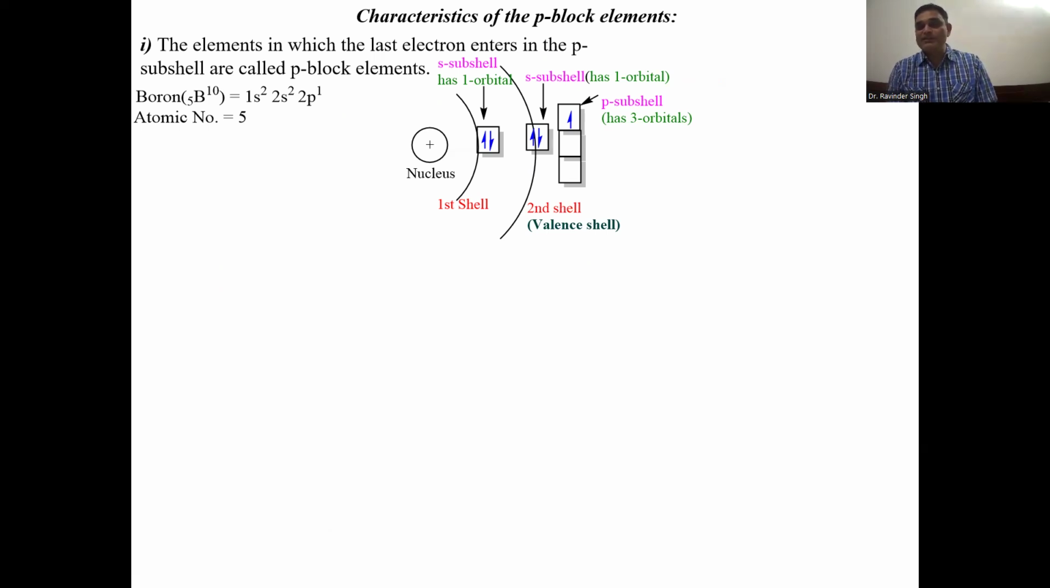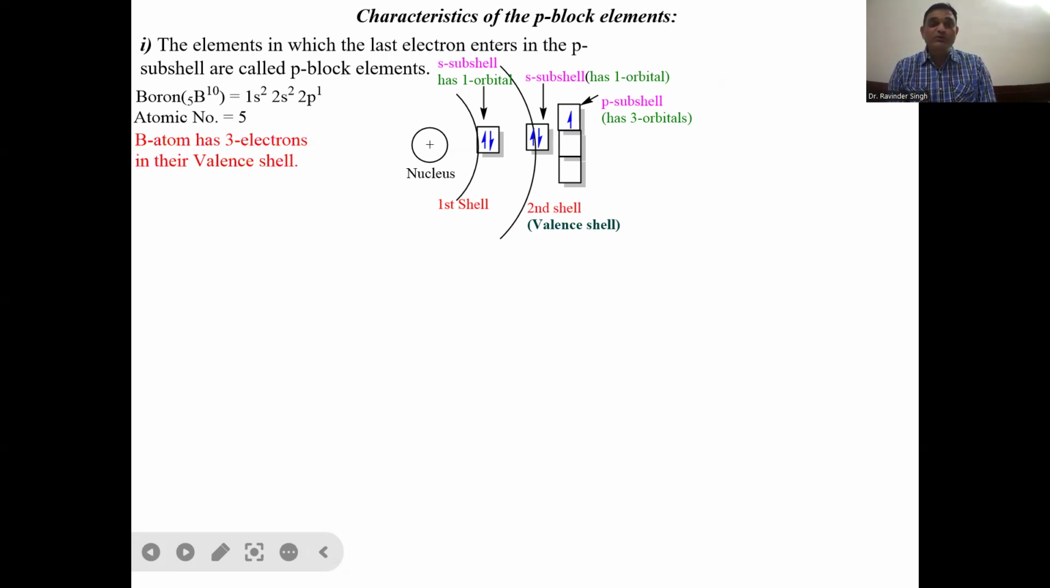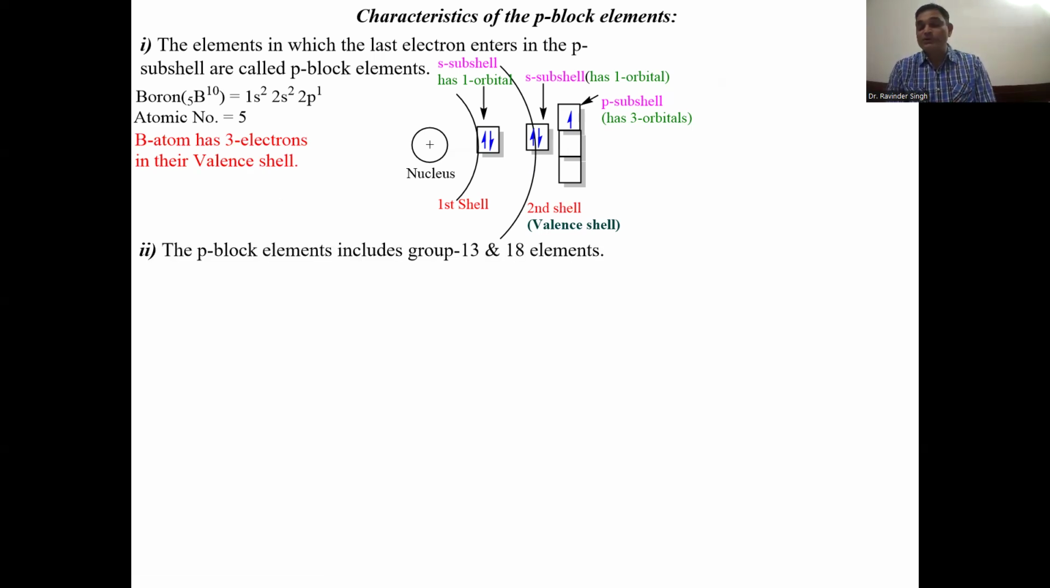It can expand its valency due to the presence of these vacant 2p orbitals. If these vacant 2p orbitals were not present, then these 2s electrons would remain in a paired state. But as there are vacant 2p orbitals, the 2s electron can easily jump into the 2p. So the maximum number of unpaired electrons in boron will be 3. Due to the presence of these 3 electrons in its valence shell, boron can form 3 bonds. Means the valency of boron is 3.